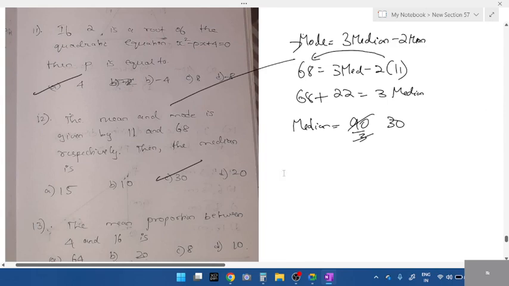Practice the worked solutions. See what practice problems are given. In your textbook, worked out examples are given. If you just study that, that is more than enough for revision. Worked out examples, previous year questions.